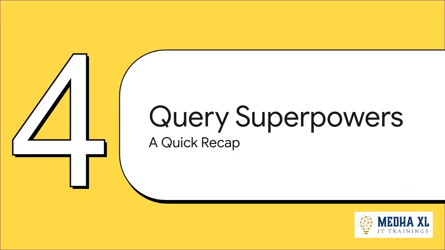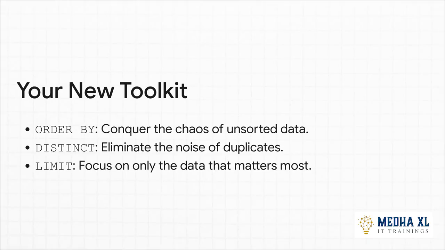All right, let's wrap this up with a quick recap of the new superpowers you've just added to your toolkit. You've got 3 amazing tools now. ORDER BY lets you conquer chaos and create order. DISTINCT is for eliminating all that repetitive noise. And LIMIT helps you focus on just what matters instead of drowning in data. When you put them together, man, you have some serious control.